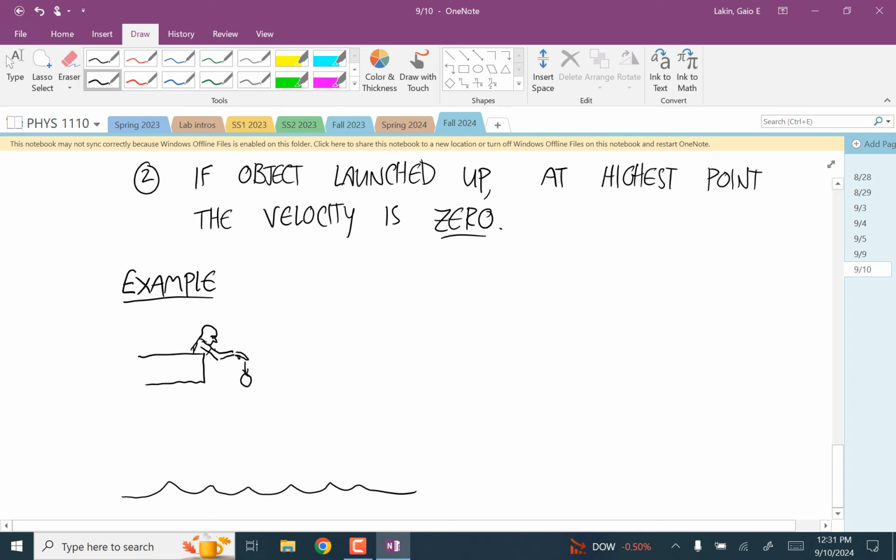Okay. So let's say that it takes 1.2 seconds for the rock to hit the water. How high is the bridge? Make sure there's no boats coming before you do this.